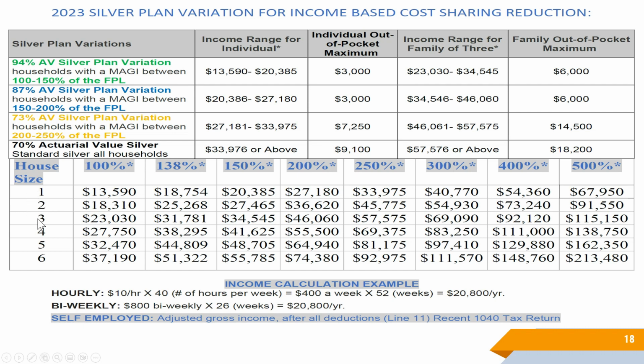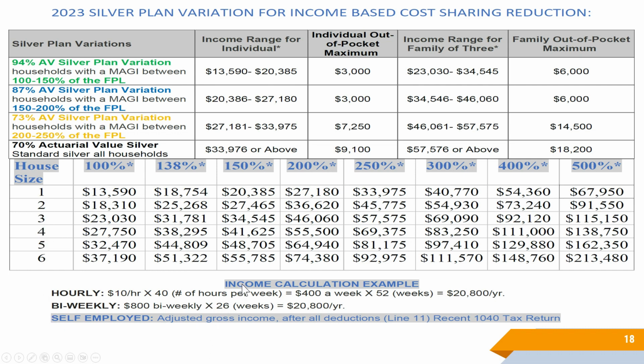Now, if it's a three-person household, so just say one individual with two children, the minimum they can make is $23,030, upwards of $115,150. So this is important here because this chart is based on the household size. So when you're asking people who's in your household, you need to find out everyone that's on their tax return, not just who is going to be applying for the insurance. Because based on the amount of people in their household, is how we're going to know what they qualify for.